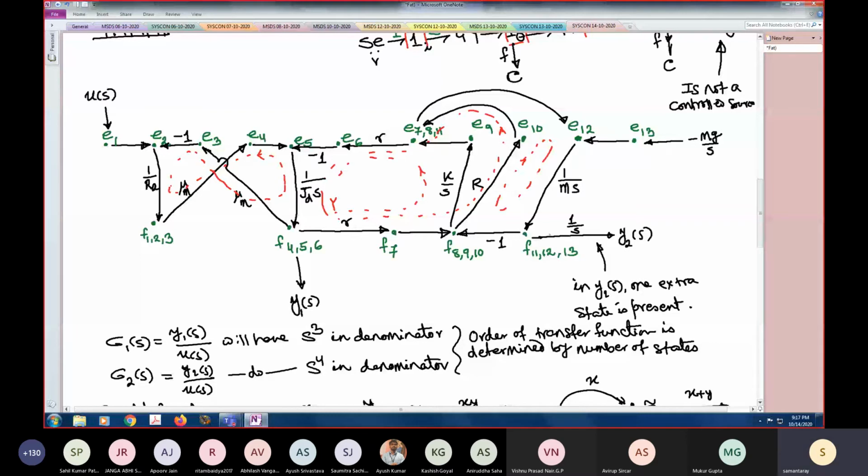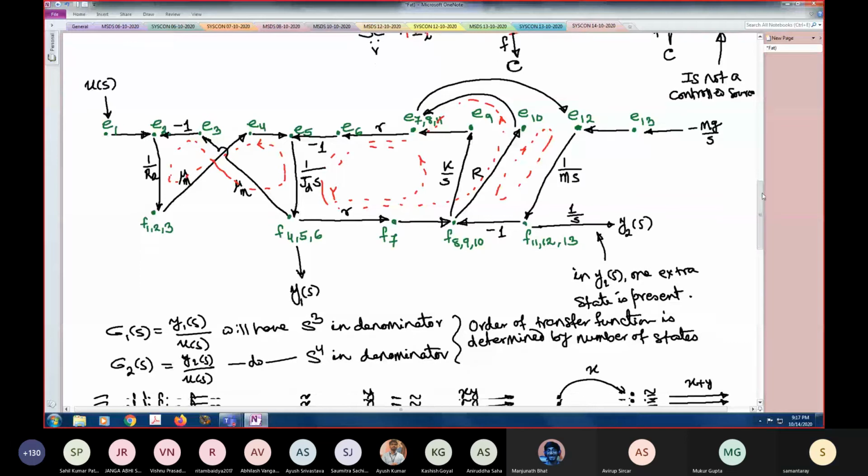Sir, is there any relation between the path gains if there are multiple paths? Like, do they have to be equal? No. There is no relation. They can be equal only up to the common part. After that, it can branch out.